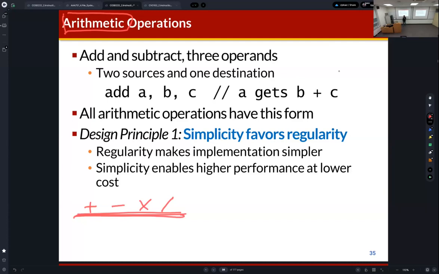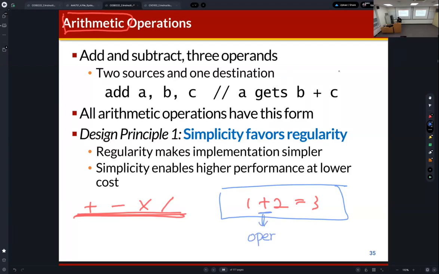Then, how can we perform arithmetic operations in the real world? It's very simple, right? Like 1 + 2 = 3, right? If we perform arithmetic operations like this, then we require, what is this? This is the operator, right? And then we require, what are these? These are operands, operand.